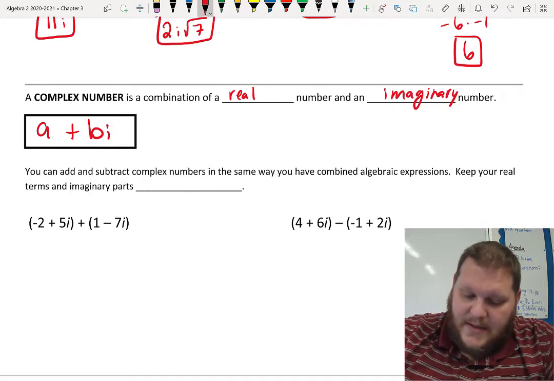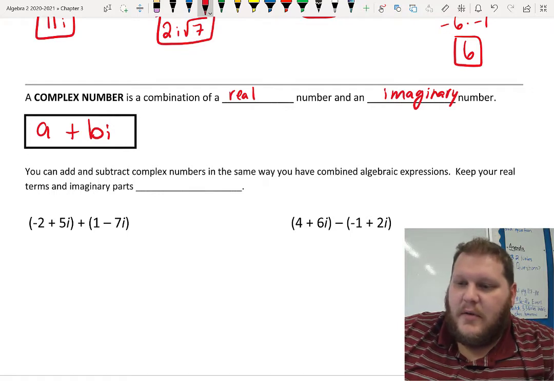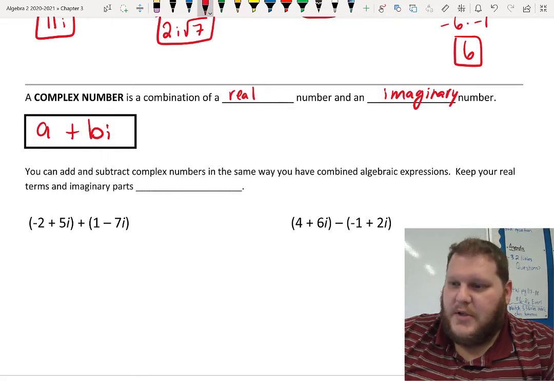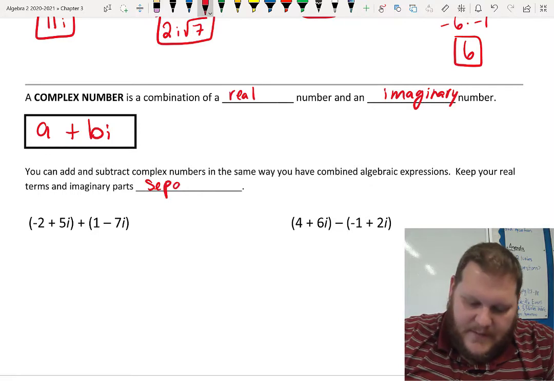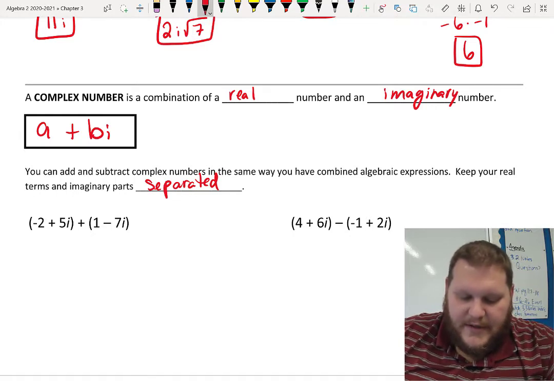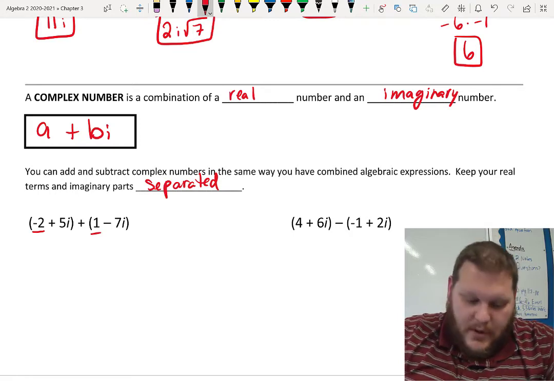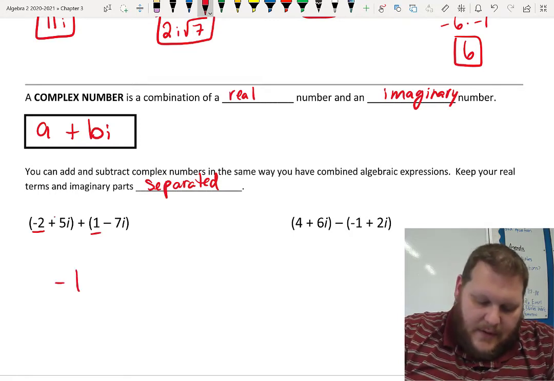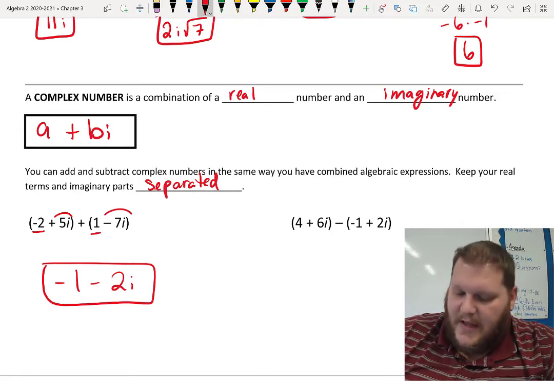So like I just said, it's separated into imaginary and reals. When you're trying to combine them together, you treat it just like a regular algebraic expression. You keep your real terms and your imaginary parts separated, just like you keep your like terms separated. So if I'm adding negative 2 plus 5i with 1 minus 7i, your like terms would be your negative 2 and your 1, so that's negative 1. And then your 5i and your negative 7i makes a total of negative 2i, just like if I was collecting like terms. So adding those two complex numbers together gives me that.